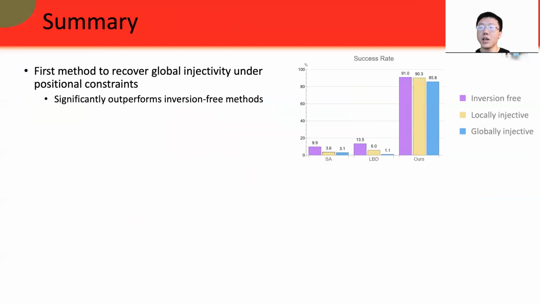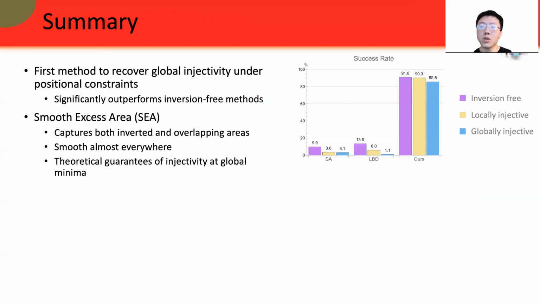In summary, we have proposed the first method to compute injective mapping starting from a non-injective initial map while satisfying positional constraints. Our method significantly outperforms inversion-free methods on a large benchmark dataset. The core contribution is the new energy, smooth excess area. The energy captures both inverted and overlapping areas. It's sufficiently smooth to support gradient-based optimization, and the energy has theoretical guarantees of injectivity at its global minimum.